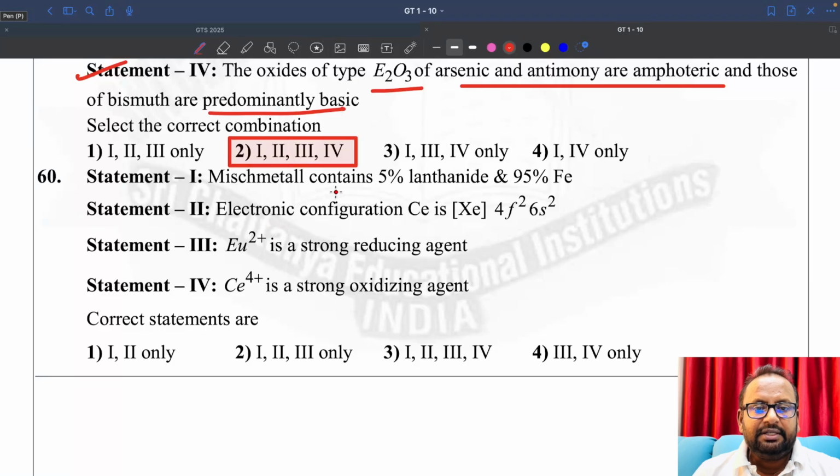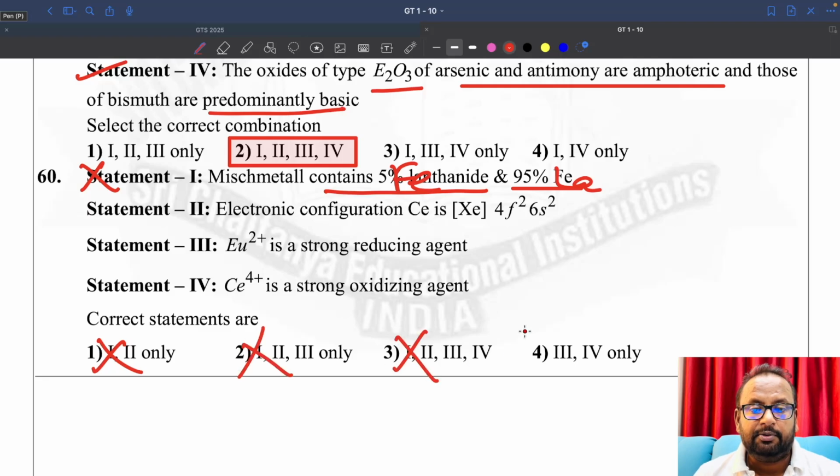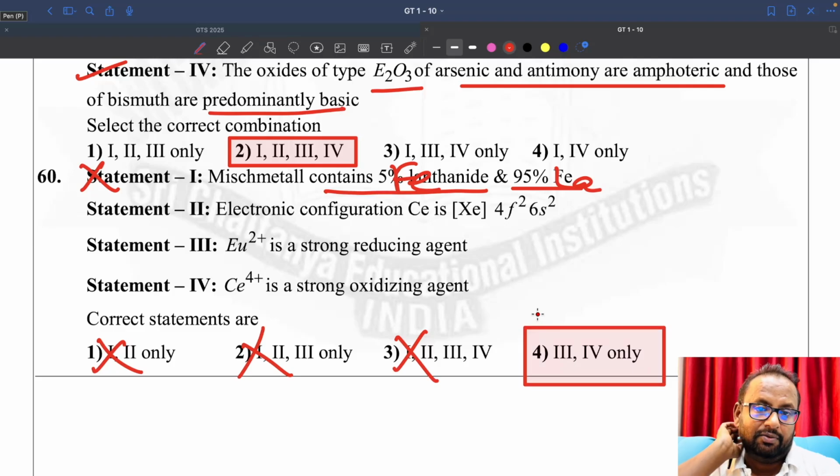Mish metal contains 5% lanthanides and 95% iron. So it's incorrect statement. Mish metal contains 95% lanthanides, 5% iron. So statement 1 is incorrect. जहां पर भी 1 है उसको कट करना है. So option बचा एक ही है. We also check the other ones also.